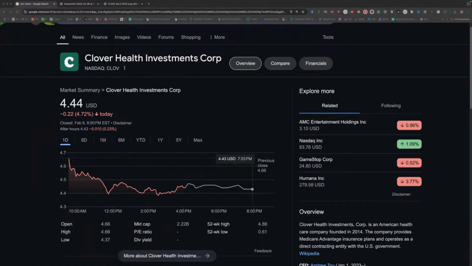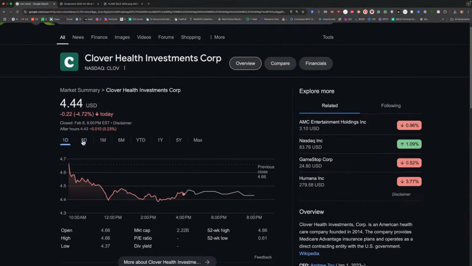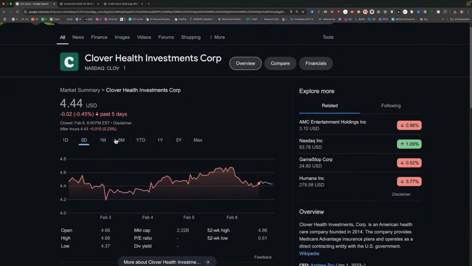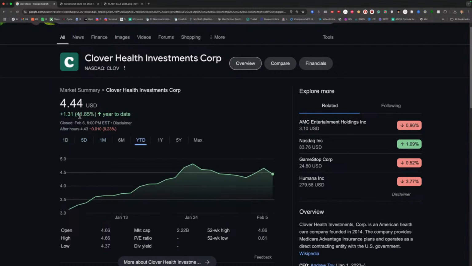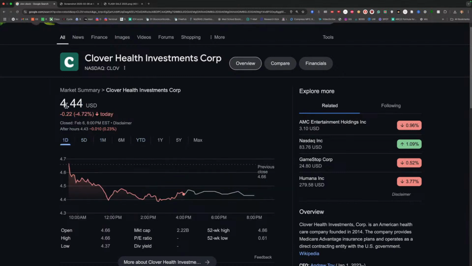All right, so we're going to go ahead and just talk about what's going on today. So where are we at? We're down 4.72% on the day, and on the 5 days, a 0.45 month. Obviously, we're still up year to date, we're still basically punching forward. So what happened today? Why is the market down?